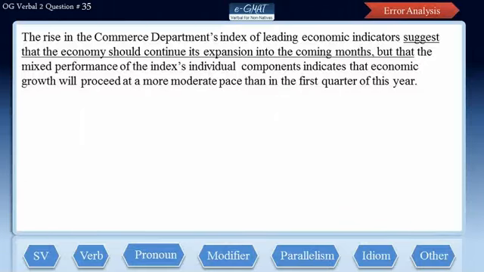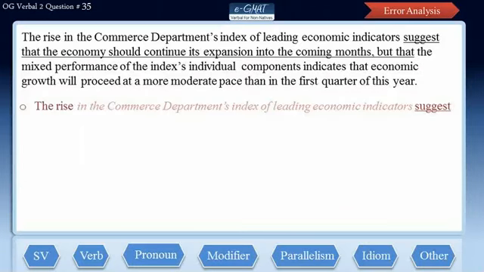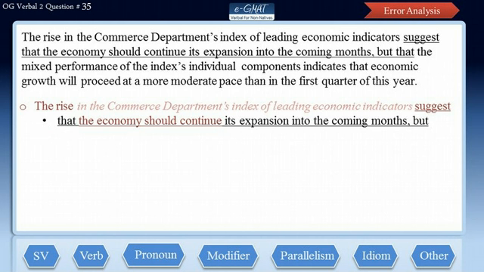Now let us evaluate the errors by splitting this sentence into clauses. So here comes the first clause. The rise in the Commerce Department's index of leading economic indicators suggest. Here, the rise in the Commerce Department's index of leading economic indicators is the subject and suggest is the verb. Presence of that marks the presence of a clause that reads that the economy should continue its expansion into the coming months, but here the economy is the subject and should continue is the verb.